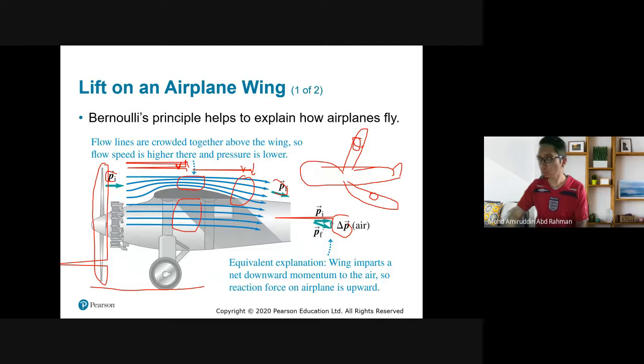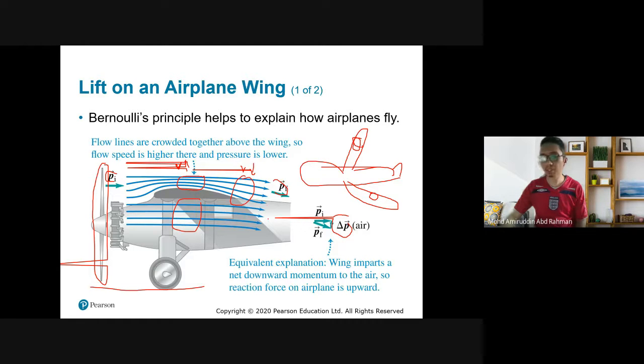So when we have that, the wing of the plane imparts a net downward momentum to the air. So the reaction force on the airplane is upward.